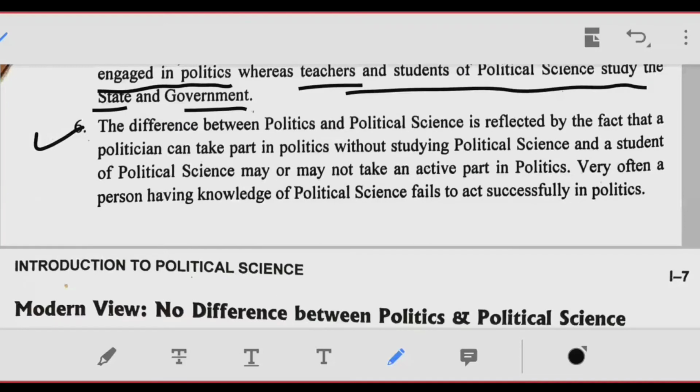Number six, the difference between politics and political science is reflected by the fact that a politician can take part in politics without studying political science. That means politicians can take part in politics without studying political science, and a student of political science may or may not take active part in politics. So you can see the differences. A politician can take part in politics without studying political science, but it is not necessary that the student who has studied political science must take part in politics. It is not so.